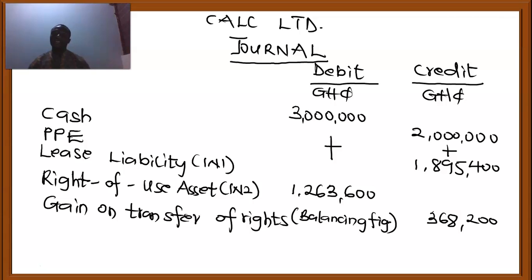So after summing up the debit side and the credit side, you realize that the credit side falls short. And so the balancing figure appears at the credit side. And any figure that appears at the credit side is an income or a liability. So we have a gain on transfer of rights of an amount of 368,200. So this answers requirement A.